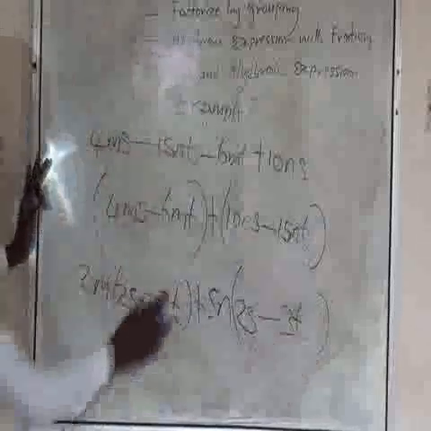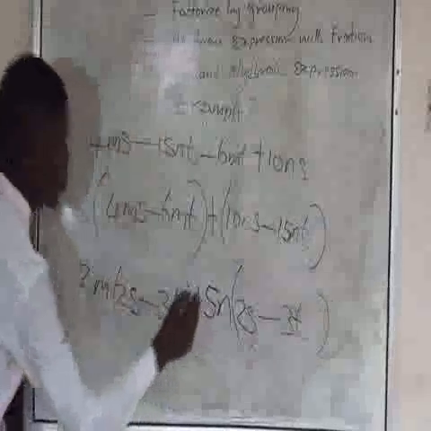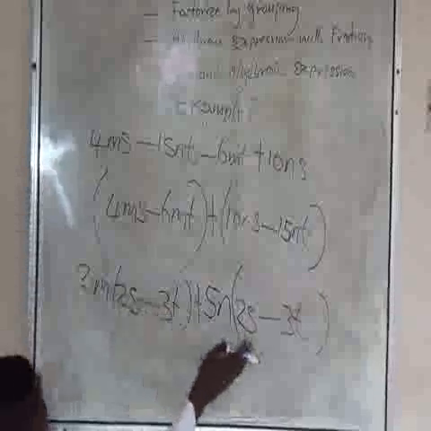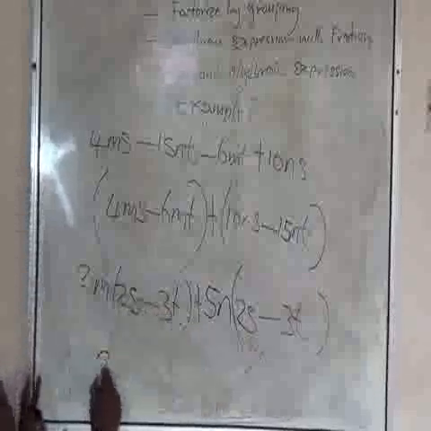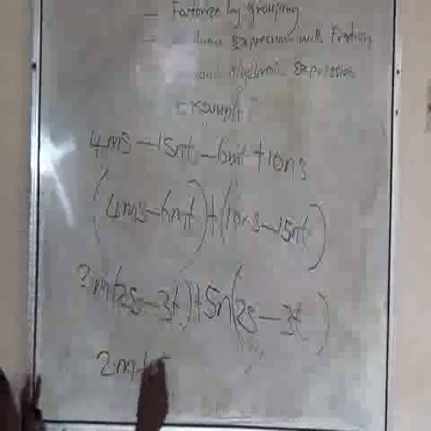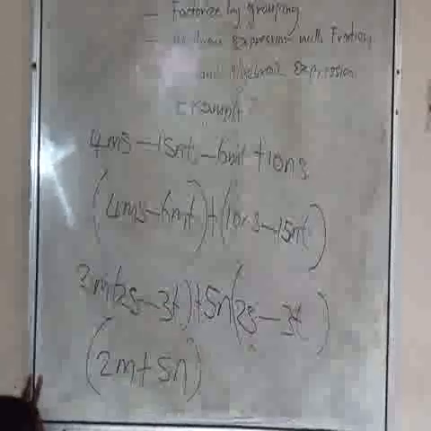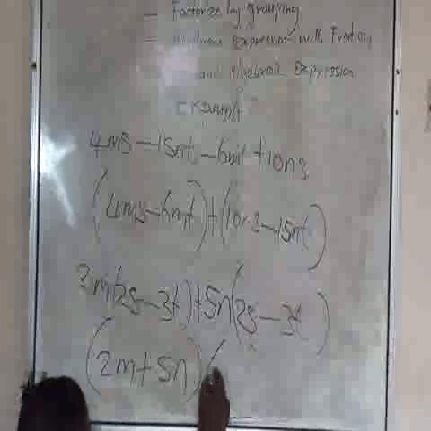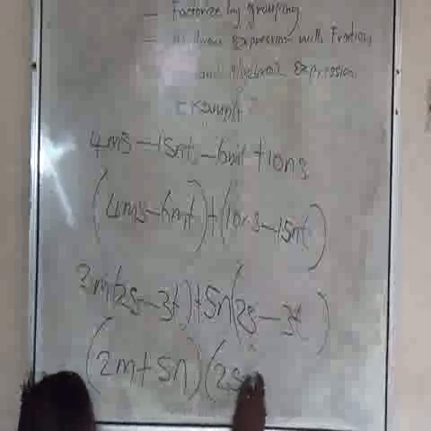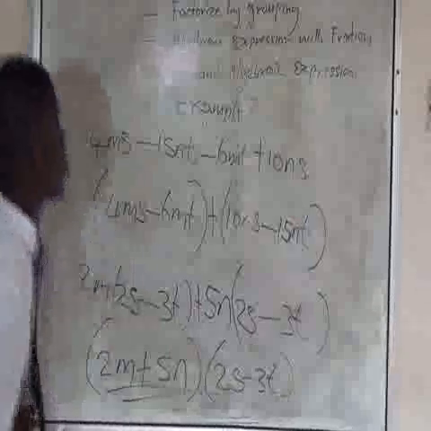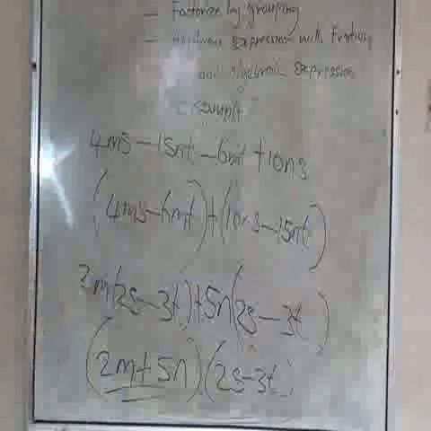So let's go. We see this bracket and this bracket are the same. Next thing to do is to bring it out and put it in a bracket. 2m plus 5n, bracket open 2x minus 3t. That's the final answer. Let's go to the next topic.